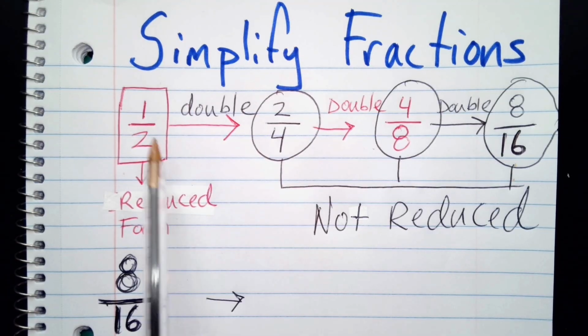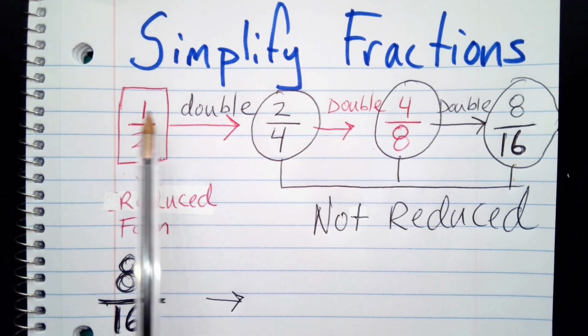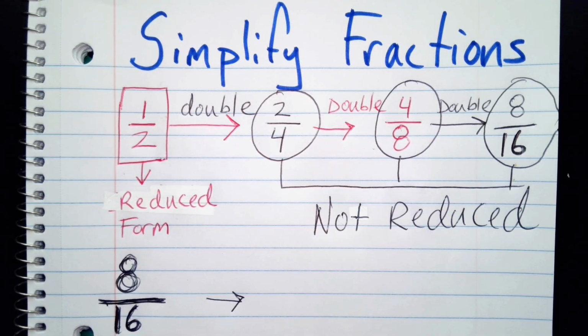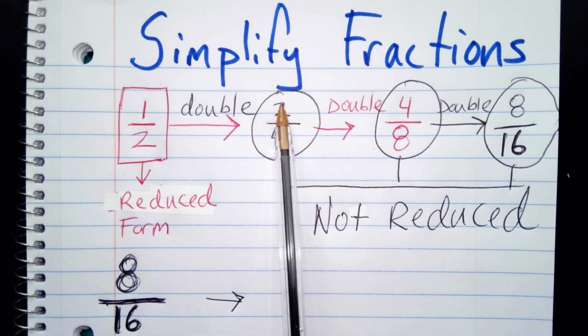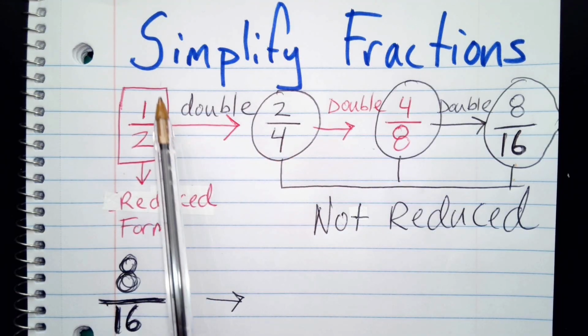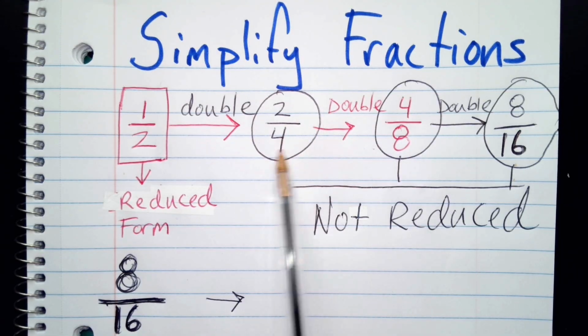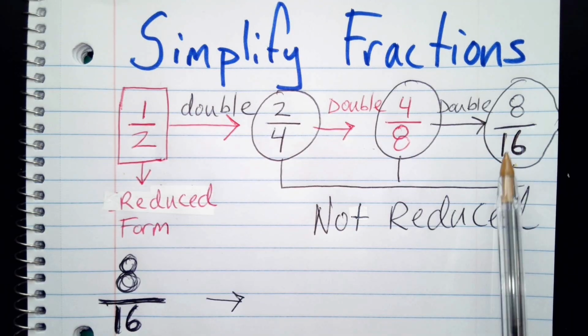Now, I'm showing you here 1/2. 1/2 is the reduced form of a fraction. You cannot simplify the numerator, the top, or the denominator, the 2, any further. These two values are simplified as much as you can simplify them. So if you were to double 1/2, you would get 2 over 4. And by double I mean 1 times 2 is 2, 2 times 2 is 4. So you're multiplying the top and bottom by 2. If you double 2 over 4, 2 times 2 is 4, 4 times 2 is 8. And if you double 4 over 8, you would end up with 8 over 16.